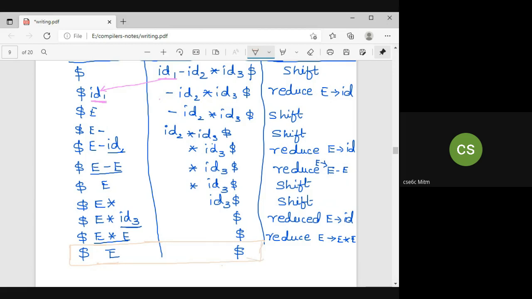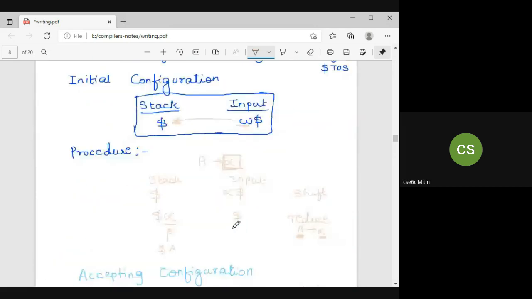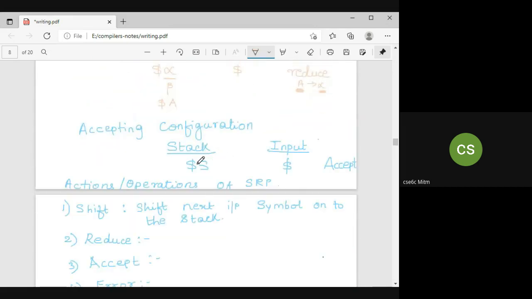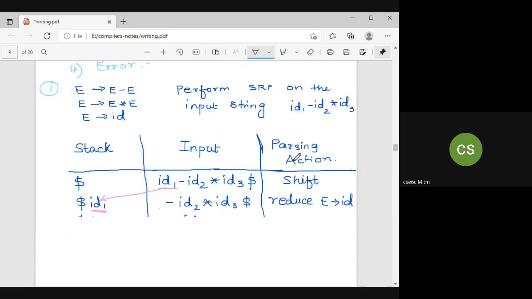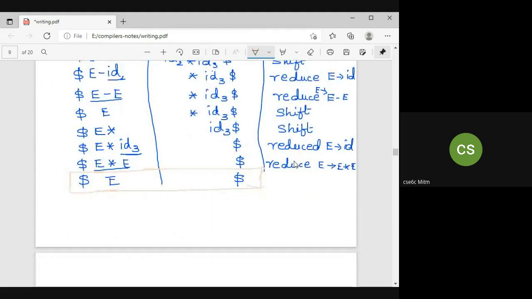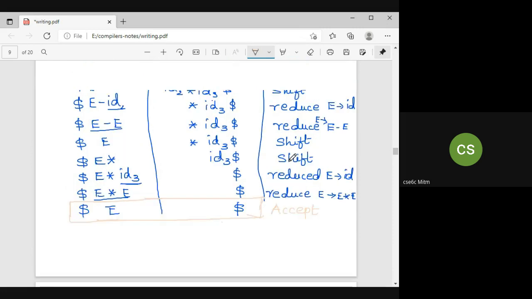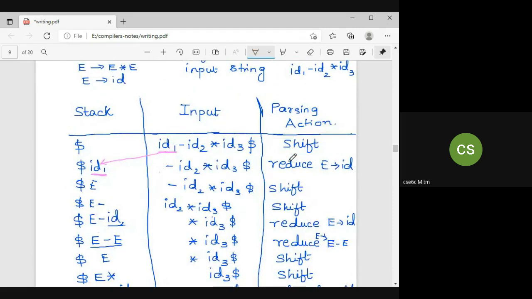See the accepting configuration here. What is the accepting configuration? You should be left with only the start symbol, and all the input string symbols should be scanned. Just check here. We have come to where dollar and the start symbol are there, and only dollar is there in the input. What action are we going to take here? We are going to accept the input. This is the entire procedure for shift reduce parsing. If you have any doubts, you can just ask.